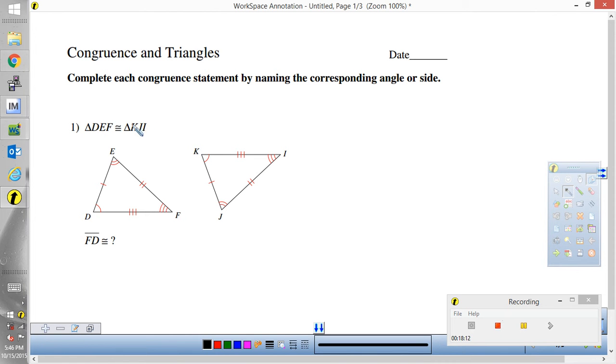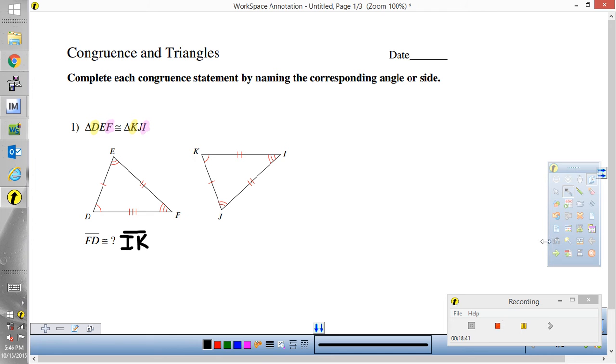So let me show you this way. F is going to correspond to I, and D is going to correspond to K. So when we write that statement, it's just going to be segment IK. Another way that we could look at this is we could look on the picture and see segment FD has 3 marks. What has 3 marks over here? IK, but you need to make sure that you get them in the correct order. So F has the 3 arc marks, I has the 3 arc marks. And then D has the 1 arc mark, so K has the 1 arc mark. So that's how you would match them up.